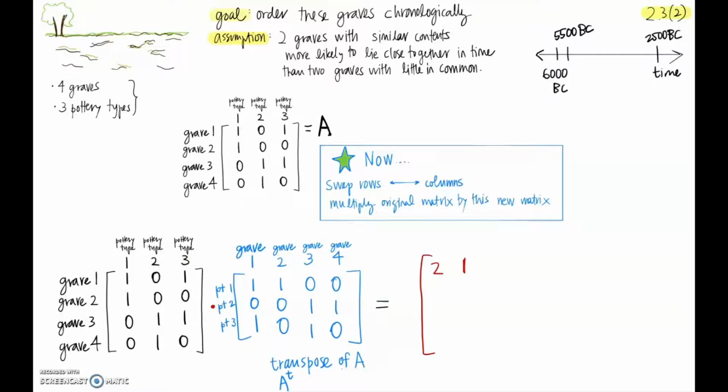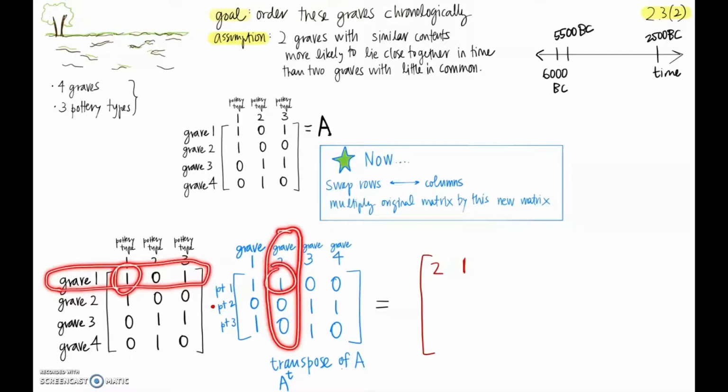But this is where we want to pause, and we want to think about what this represents. This is grave 1, and the pottery types that were in grave 1. This is grave 2, and the pottery types that are in grave 2. Grave 1 and grave 2 had this pottery type in common. They had no other pottery types in common. Whoa. And so there was a 0 here, there was a 0 here. Neither of them had pottery 2. But even though grave 1 had pottery 3, it didn't matter. Grave 2 didn't have pottery 3.